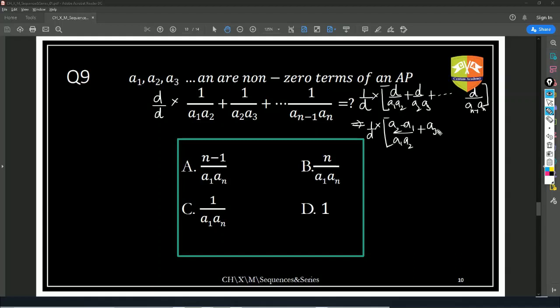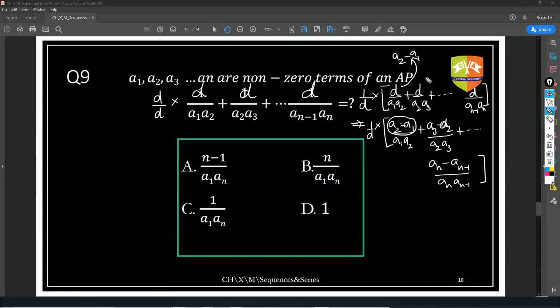The second term can be written as (a_3 minus a_2) by a_2 a_3, all are d only, and finally (a_n minus a_(n minus 1)) by a_n a_(n minus 1). Why multiply by d by d? That's what I'm explaining. Once the d gets in here, I can write all these as respective differences of the denominators. This d is a_2 minus a_1, and this d I am writing as a_3 minus a_2, and likewise all.